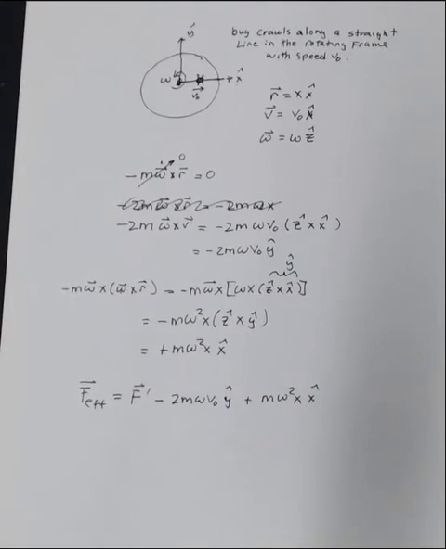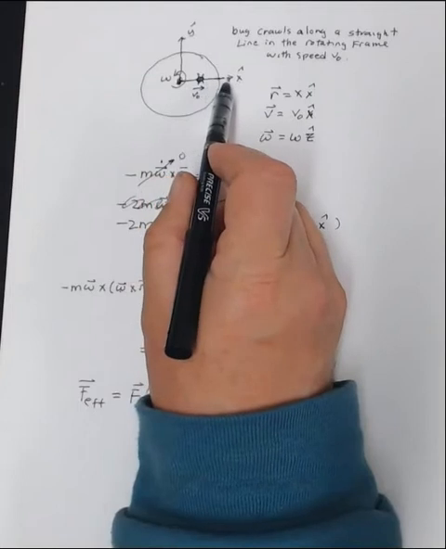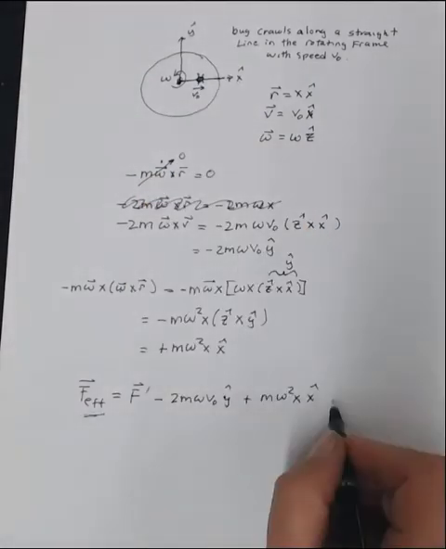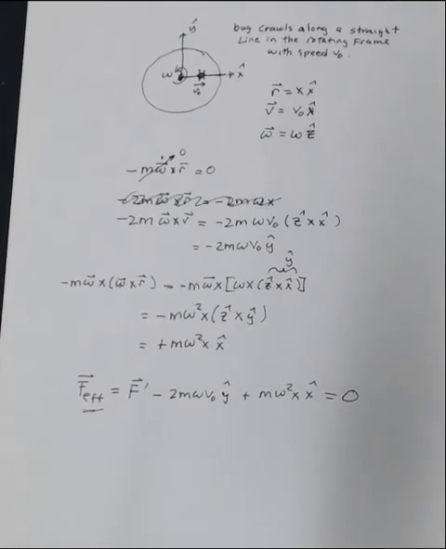I should make the point that in the bug's reference frame, he's going at a constant velocity, in a constant direction at a constant speed. So in his reference frame there's no net force, and these should add up to 0. So there are two examples of non-inertial reference frames.